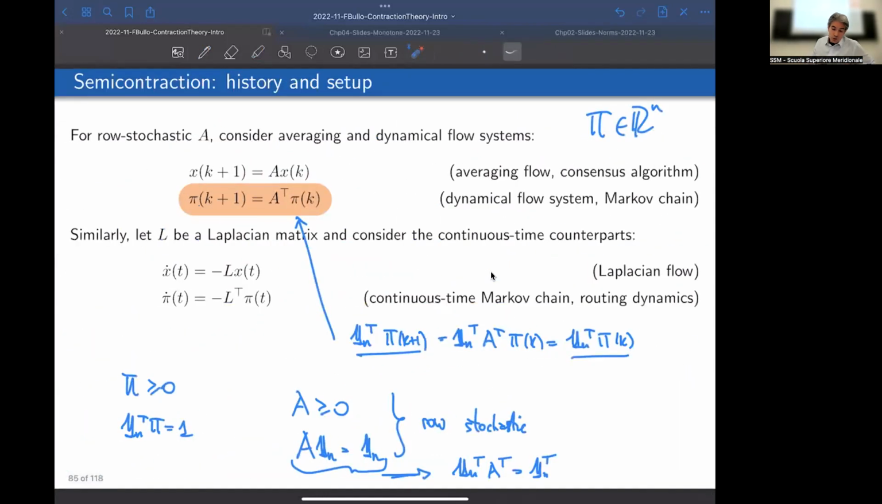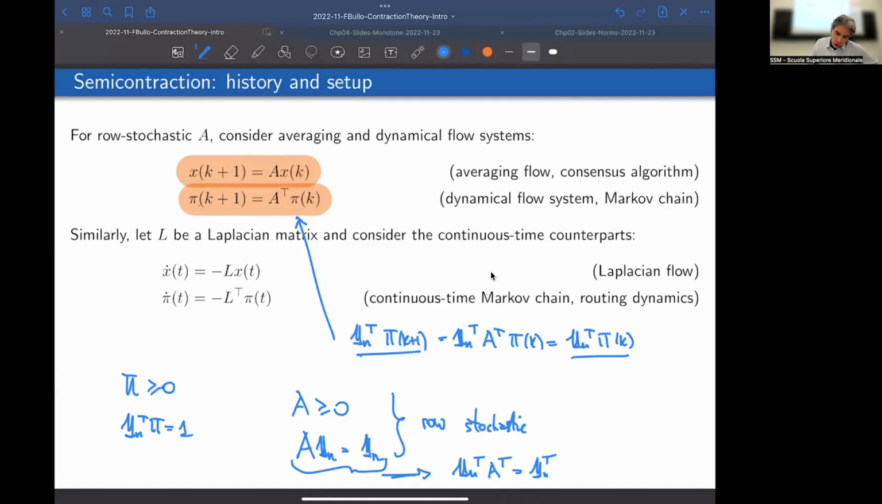All right. So equally important, in fact, in the last 20 years even more important in the control community, in the optimization community, doing distributed optimization and more, is what I'm going to call the dual dynamics, where instead of using A transpose, I use A. Now, X is a collection of values, and it's called the consensus algorithm.